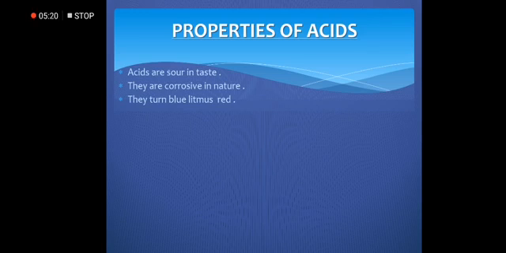They turn blue litmus red. Now, litmus is a substance which is available in the form of litmus paper and litmus solutions. Litmus when it reacts with acid shows a color change. Blue litmus changes to red when it is reacted with an acid. We'll discuss this topic again in detail when we talk of indicators in the same chapter.